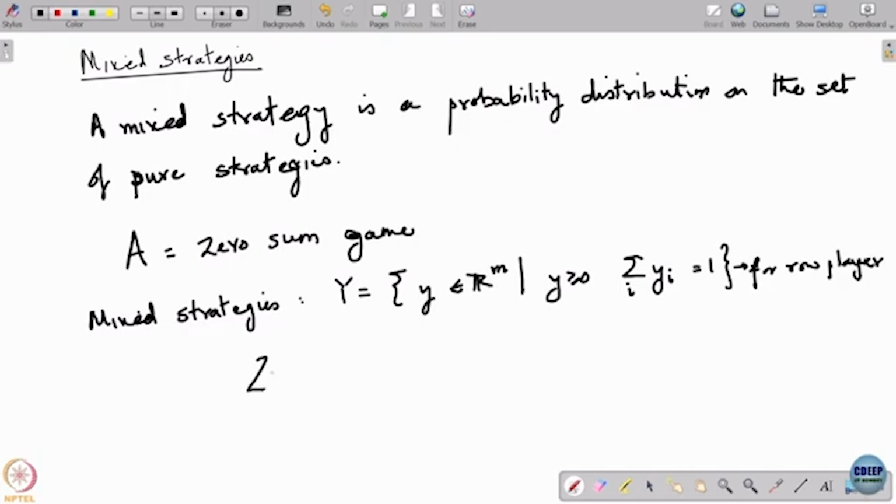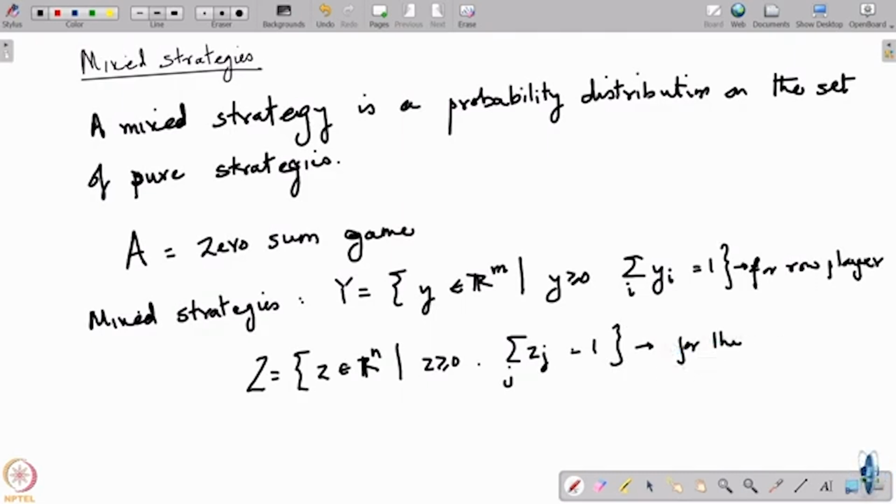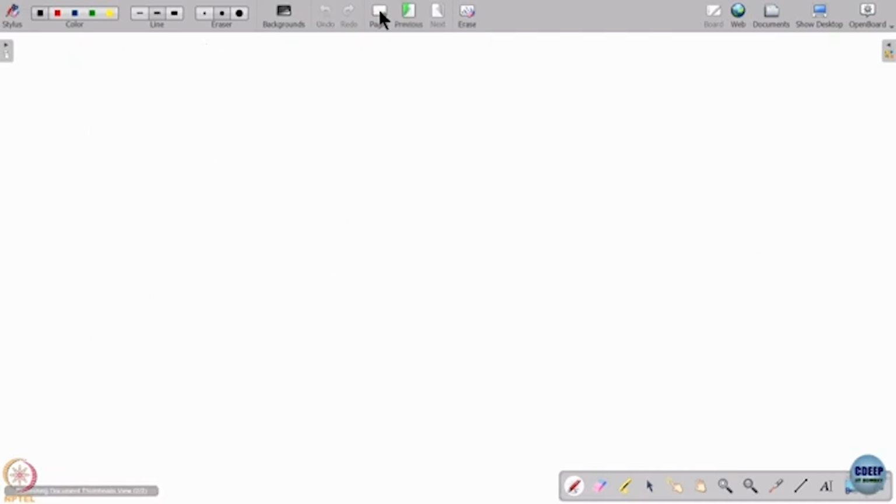Similarly, for the column player, you had a set Z, which was all the z's in R^n, where n is the number of columns, such that z is greater than or equal to 0, and the sum of the z_j's is equal to 1. So, these are the mixed strategies for the column player. Okay. And then we said let's define similarly security strategies and security levels.